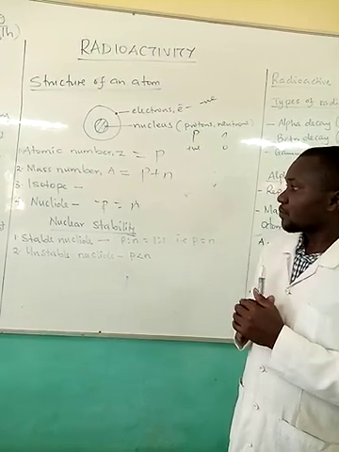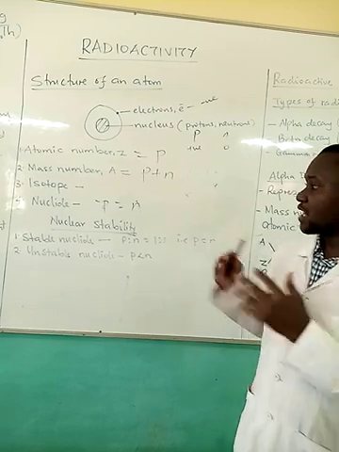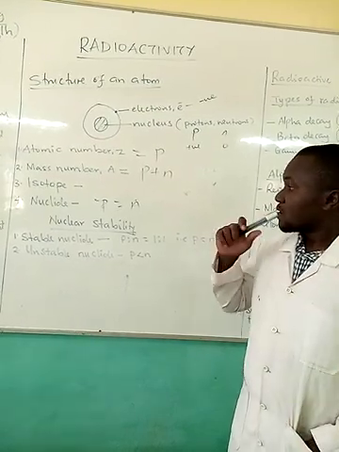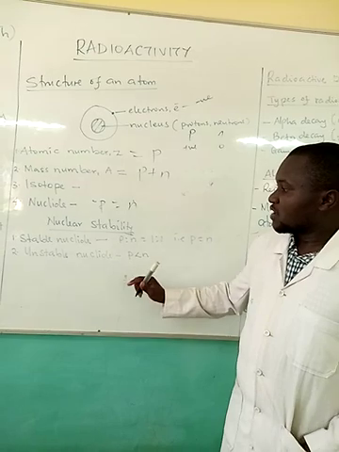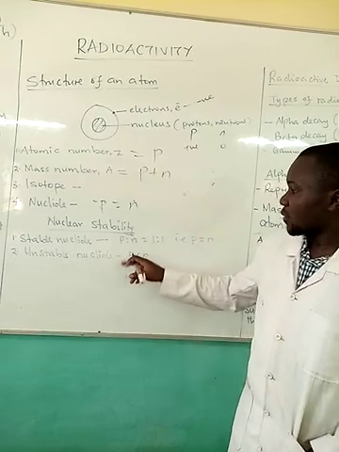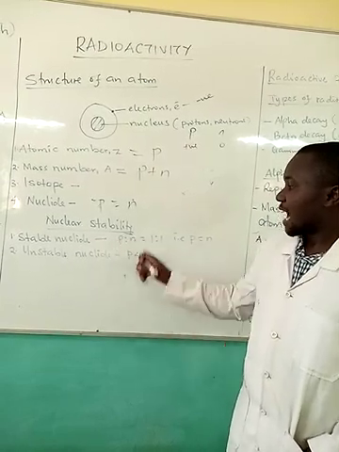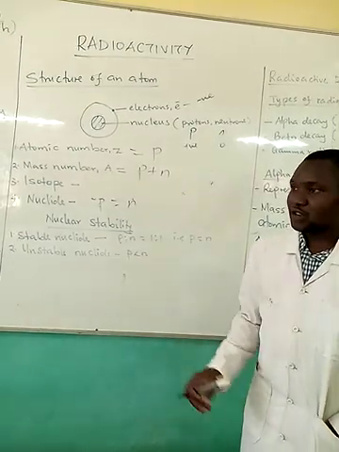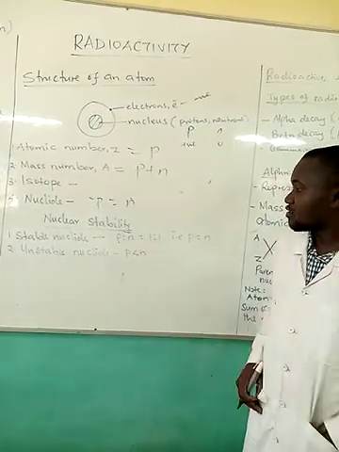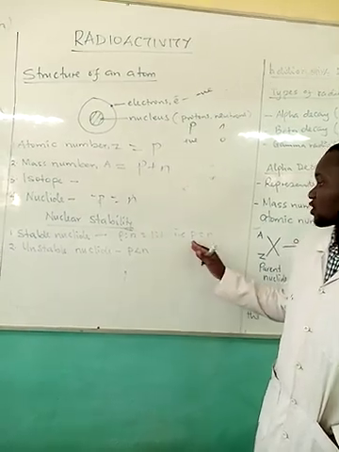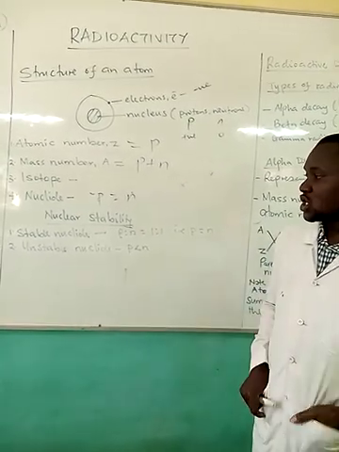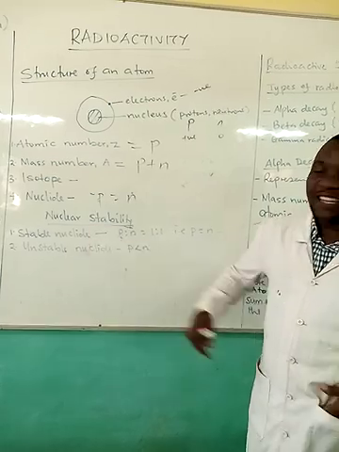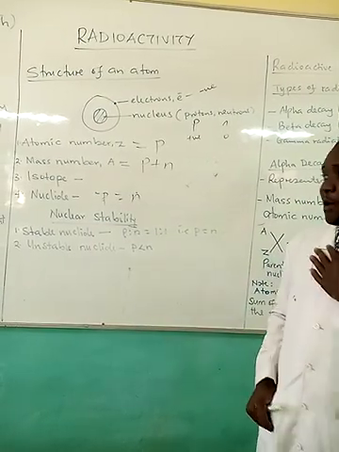But then, sorry, radioactive decay. But before we look at that, we have two types of nuclides. We have stable nuclides, where protons and neutrons are equal. That is, the ratio of protons to the number of neutrons is 1 to 1. That is, protons are equal to neutrons. For that kind of nuclide, we say it is stable.